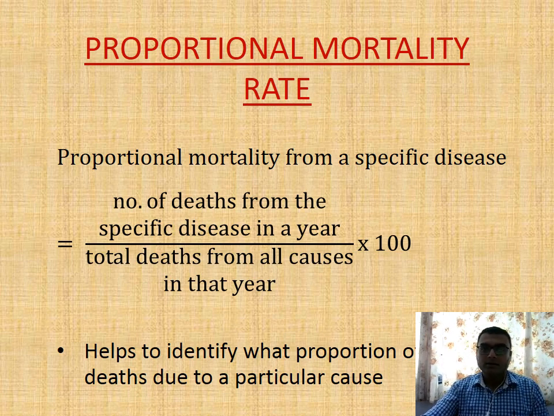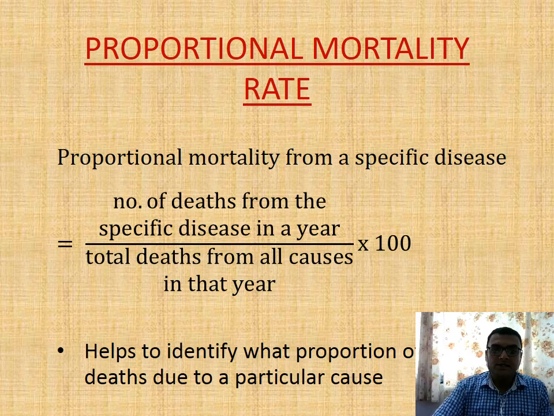Next mortality indicator is proportional mortality rate, which helps to identify the proportion of deaths due to a particular cause. The formula is number of deaths from the specific disease in a year divided by the total deaths from all causes in that year, multiplied by 1000.